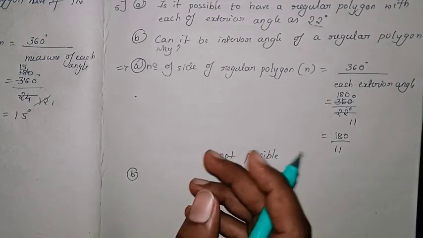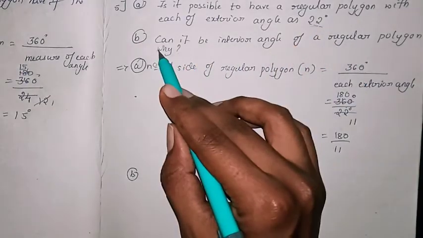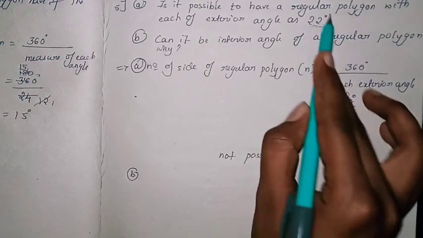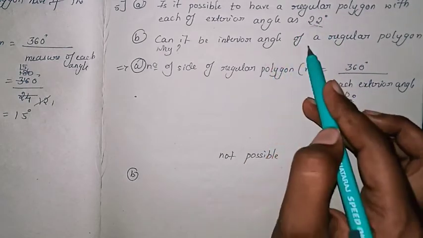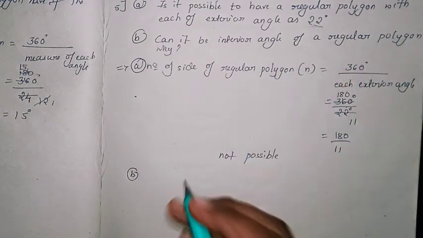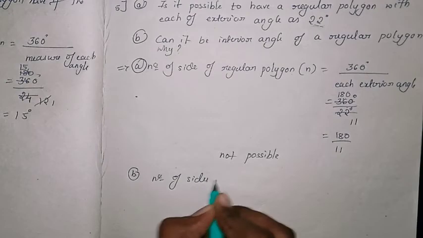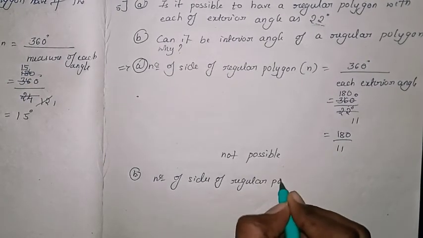But the question arises for you, as it is an interior angle: can it be an interior angle of a regular polygon? That means one of the interior angles is given as 22. From that we have to find the number of sides. So how do we find the number of sides of a regular polygon when the interior angle is given?